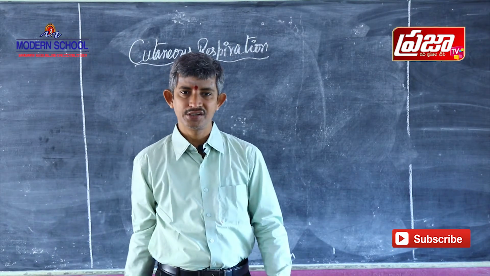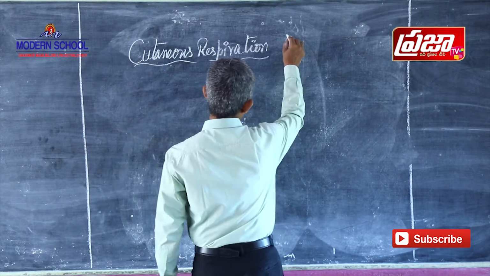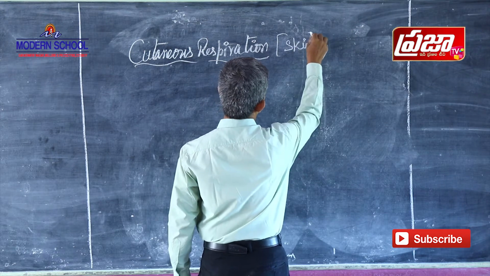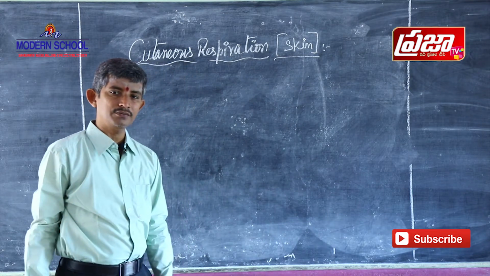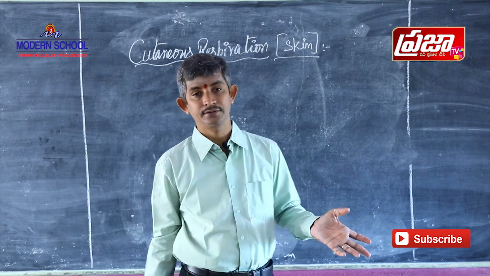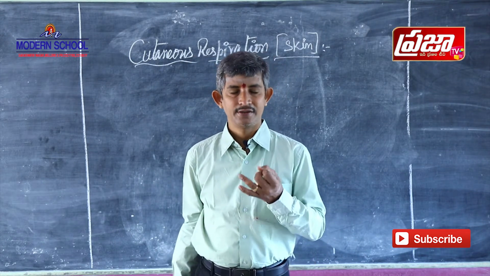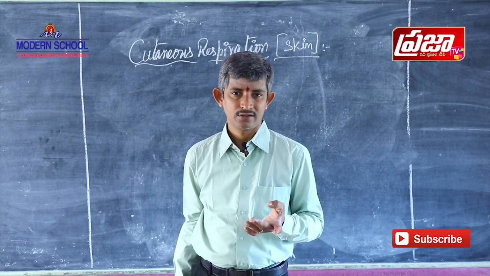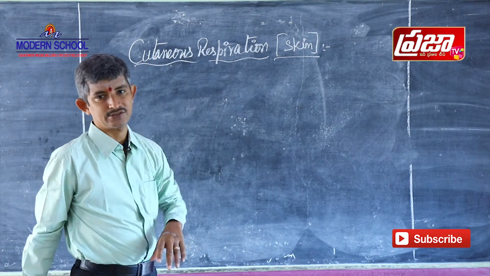Now, cutaneous respiration means the respiration that occurs through skin. So skin is the respiratory organ for some organisms. I said briefly in the last part about some of the organisms which respire through skin, like leech, earthworm, salamander, and frog. These are some examples of organisms which respire through skin, called cutaneous respiration.